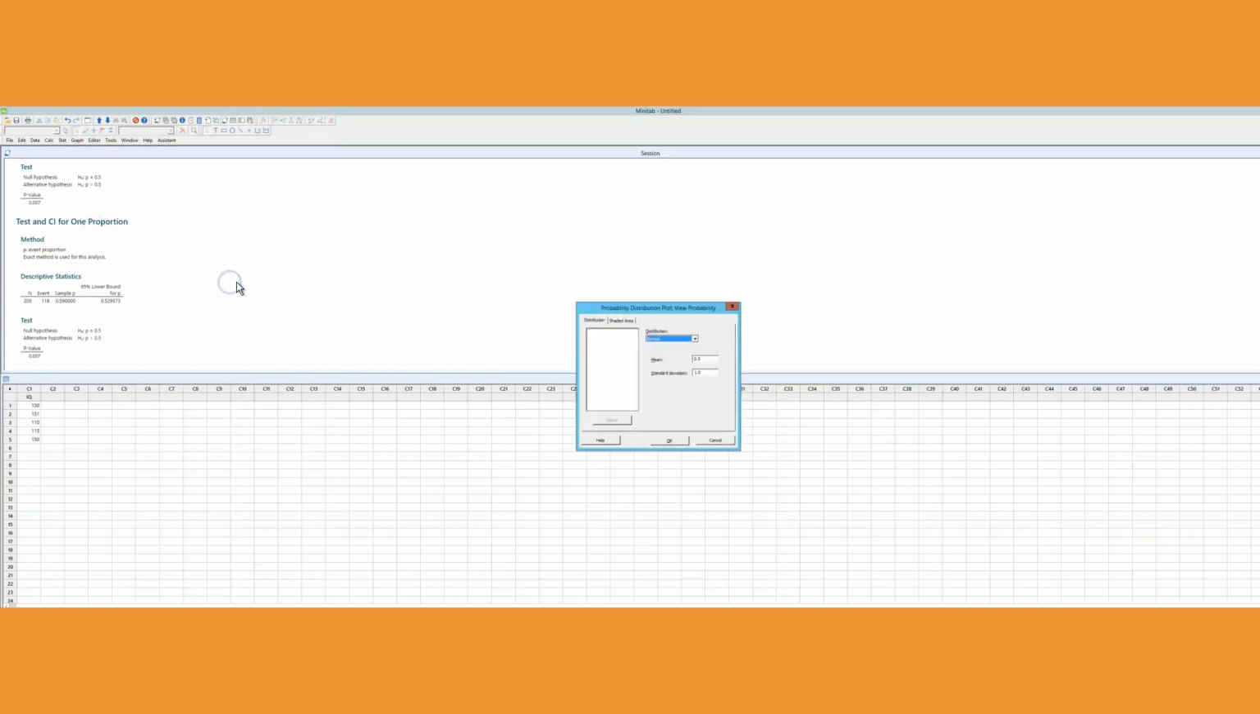So I'm going to go to Minitab, and I'm going to go to the graph menu. I'm going to choose probability distribution, and I'm going to choose chi-square. So I'm going to scroll all the way up to chi-square. Here we go.